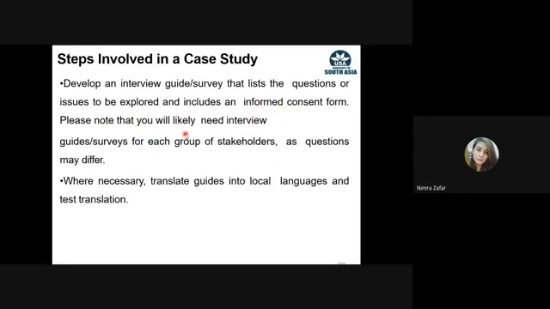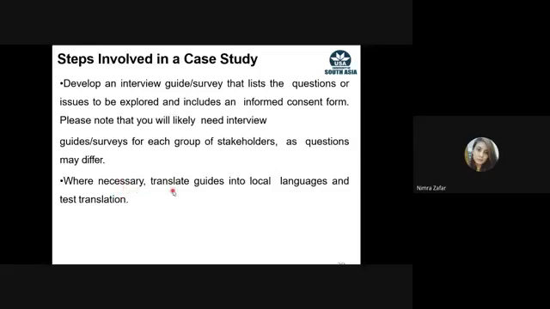Please note that you will likely need an interview guide or survey for each group of stakeholders, as questions may differ. So it is possible that you have different kinds of questions for different groups of stakeholders. Like, I may have to interview project managers and architects for a particular project. I will have different questions for project managers and different questions for architects. This is possible. So I will note the survey questions before conducting the interview or the survey.